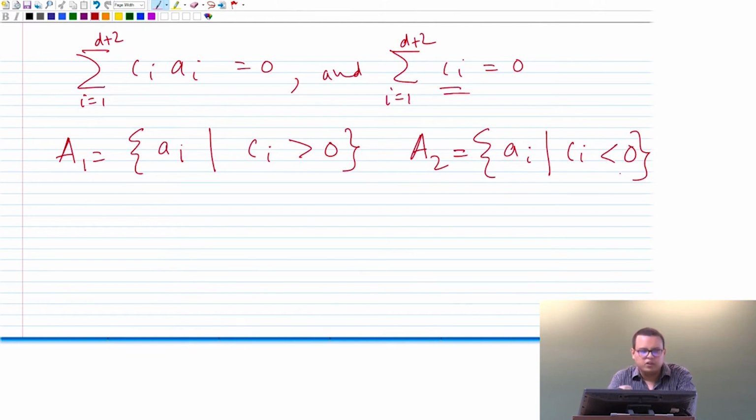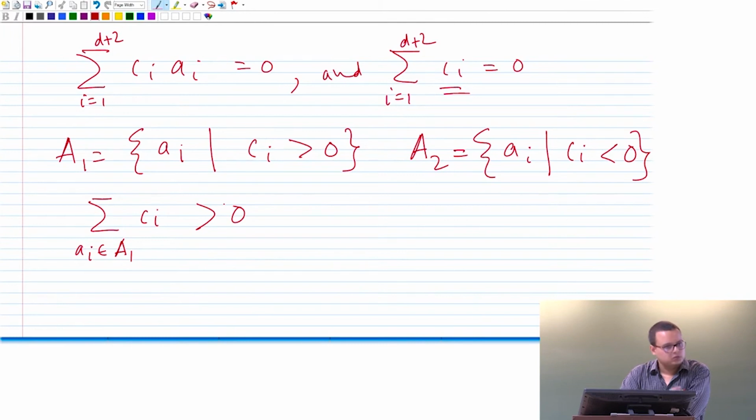What can we say about this set? One thing I can say is summation Ci where Ai belonging to A1 has to be greater than 0, right. Similarly, if I take summation Ci where Ai belonging to A2, I am adding up those Ci's that belong to A2.